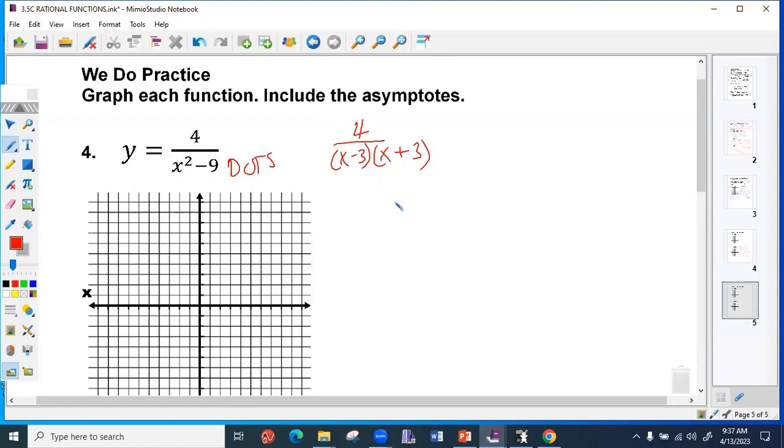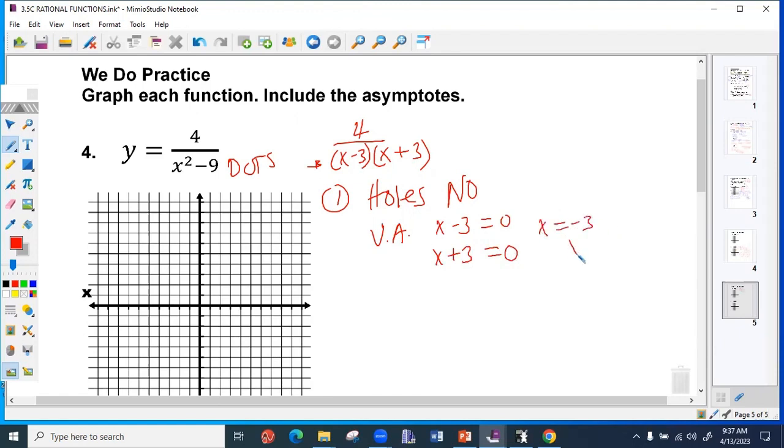From there, we're going to determine what are our holes, vertical asymptotes, and horizontal asymptotes. So first, looking at our holes, is there anything that eliminates? No. So there are no holes. Vertical asymptote. Your vertical asymptote depends on your denominator. And in our denominator, we have x minus 3 and x plus 3. So I have x minus 3 equals 0, and x plus 3 equals 0. So where are our vertical asymptotes? At -3 and +3.